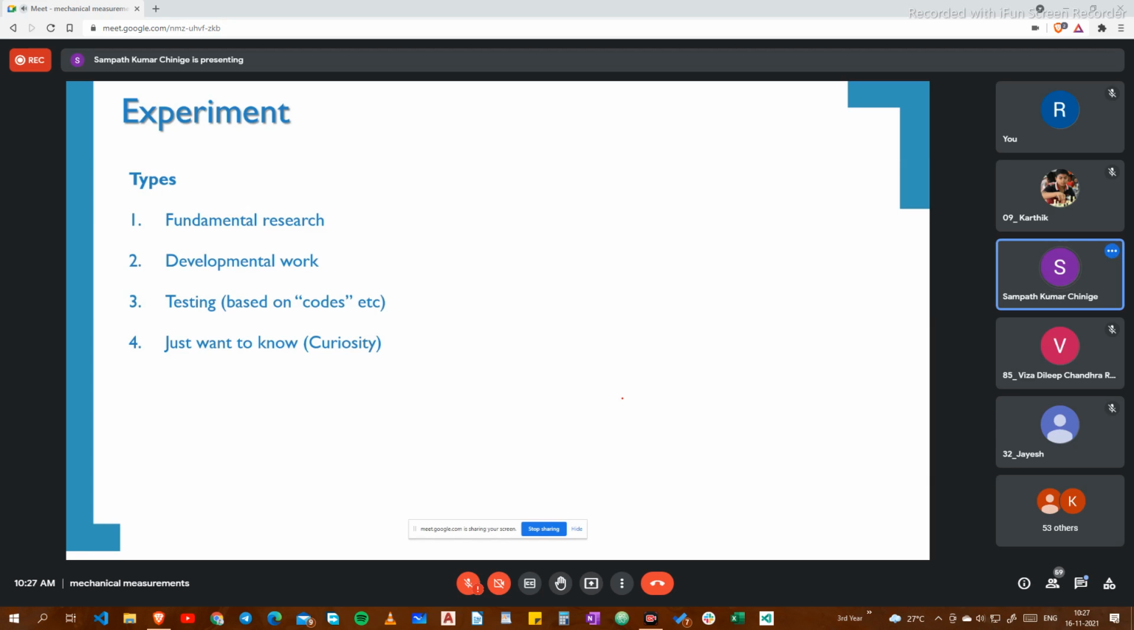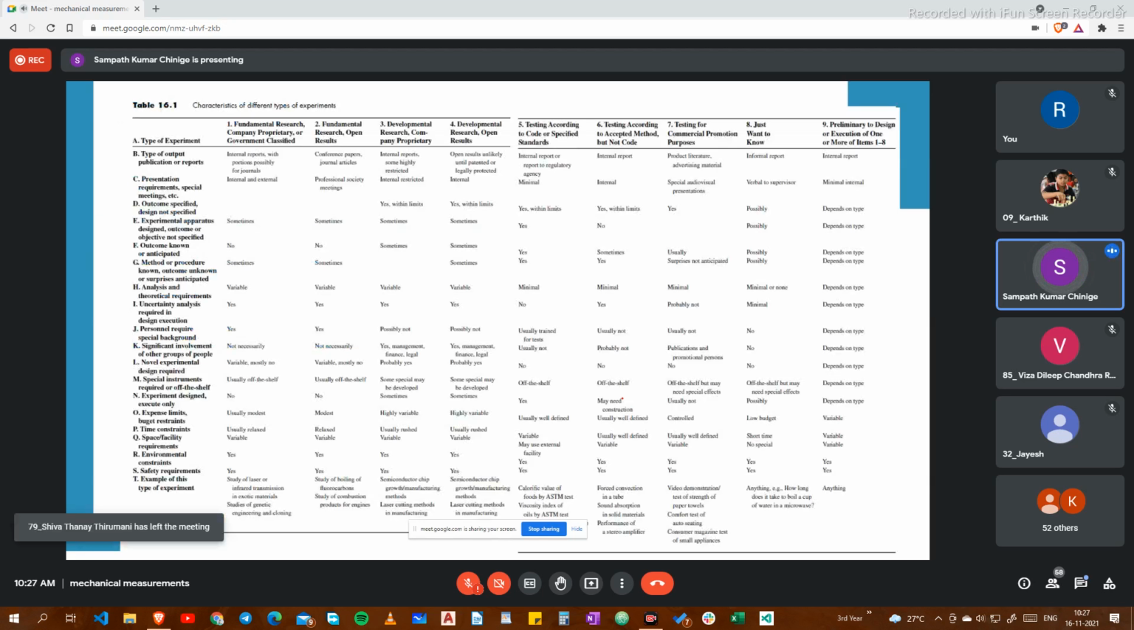Okay, so in short, an expert is required for carrying out the fundamental research. I will show you the table that I am talking about. So here, it is the fundamental research, company proprietary or government classified. Second one is fundamental research open research. There are 2 things. One is company proprietary or government classified. Second one is fundamental research itself, but it has open research.